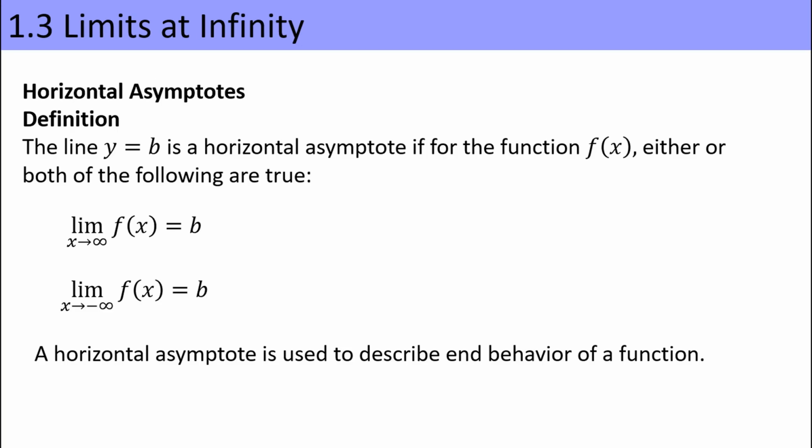Horizontal asymptotes. Definition. The line y equals b is a horizontal asymptote for the function f of x if either or both of the following are true: the limit as x approaches infinity of f of x equals b, or the limit as x approaches negative infinity of f of x equals b. A horizontal asymptote is used to describe end behavior of a function.